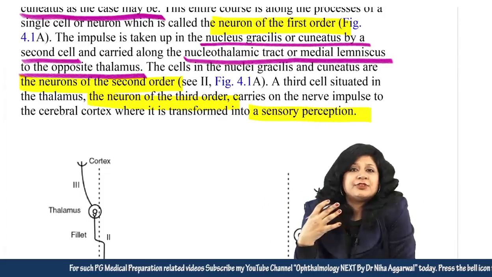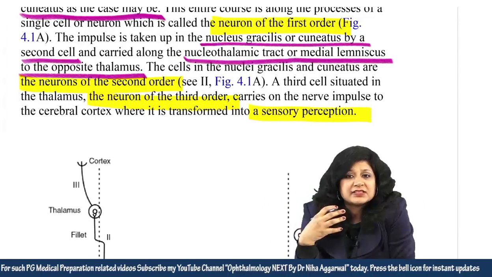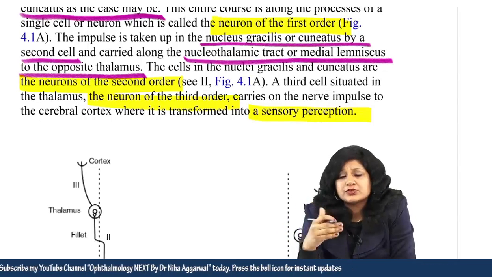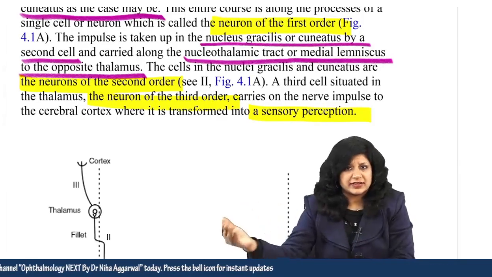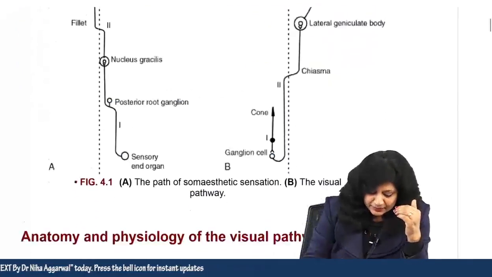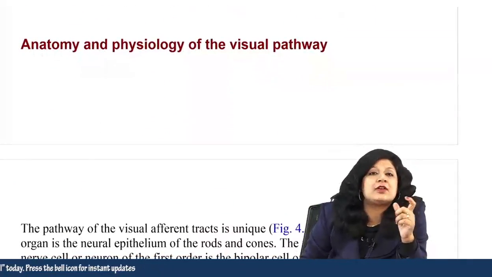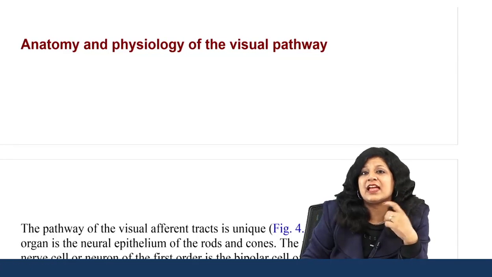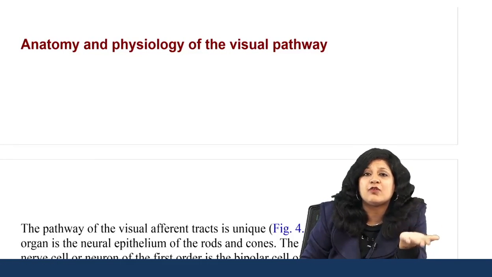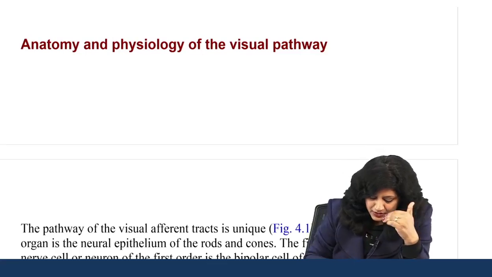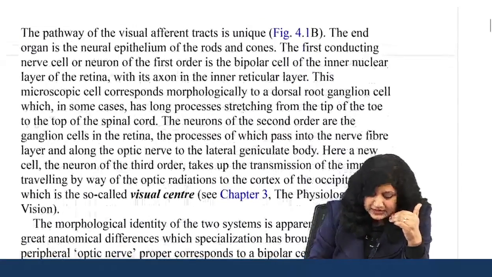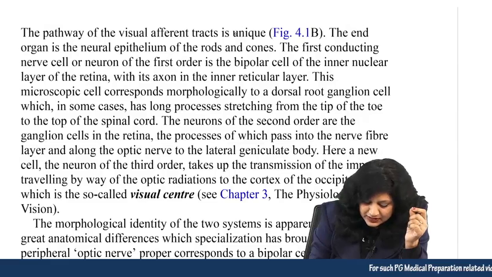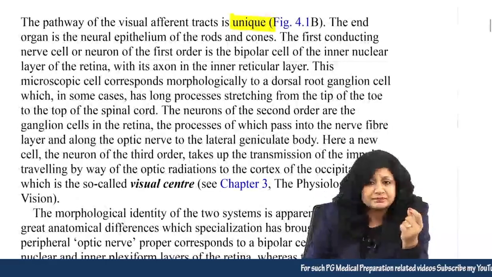So whenever we have to convert an impulse into a sensory perception, we have to run through the neurons of first order, second order and third order. The same thing will happen with the anatomy and the physiology of the visual pathway also. That is why they have taken the simplest example, and now we'll be comparing the same thing in the eye. What they are saying is that the pathway of the visual afferents is very unique.